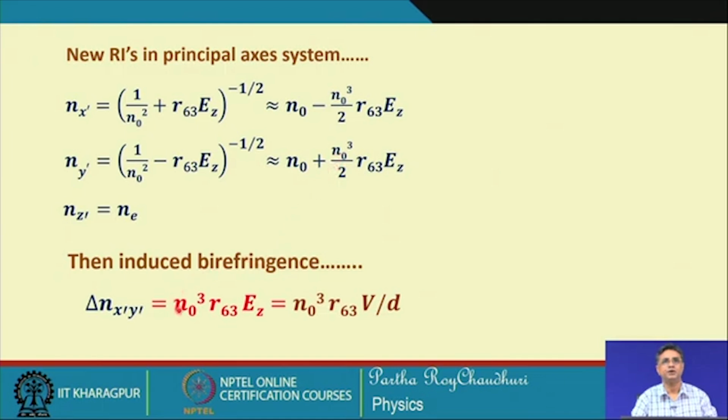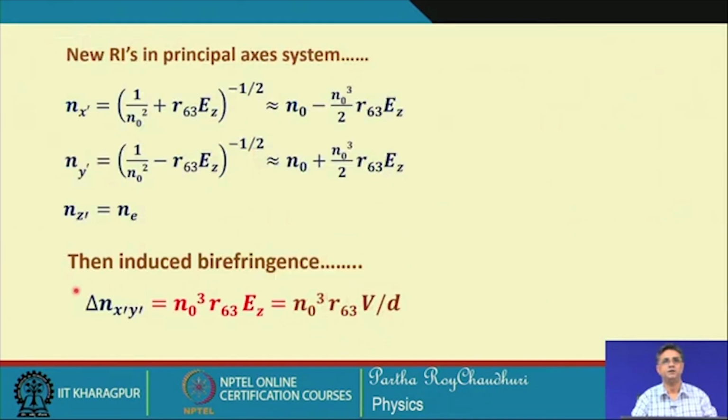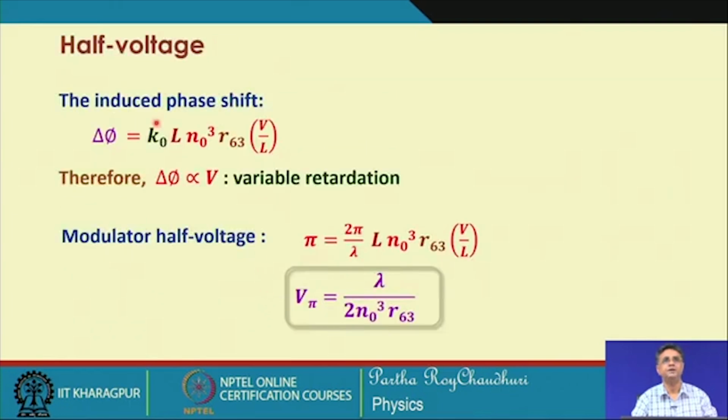So, this will become n0 cubed r63 Ez, but Ez is equal to V by L, not D, because it is the longitudinal mode of operation. So, the induced phase shift, multiplied by k0, that is twice pi by lambda, will be equal to this.